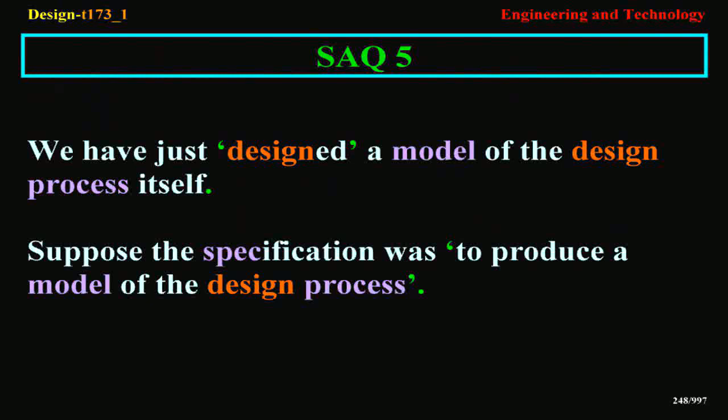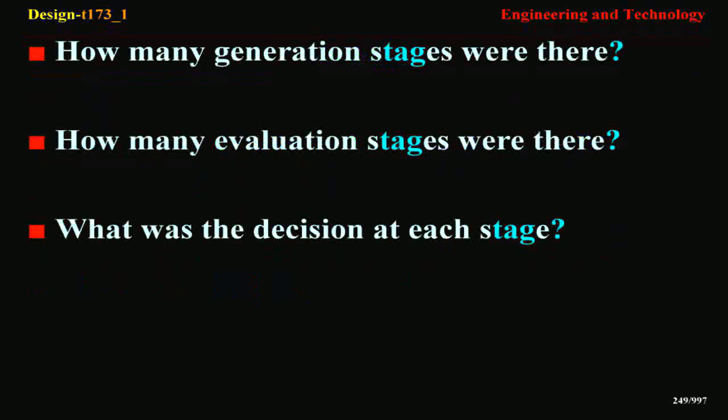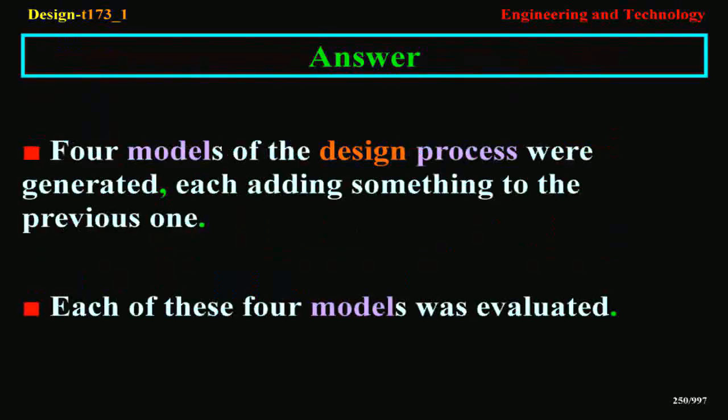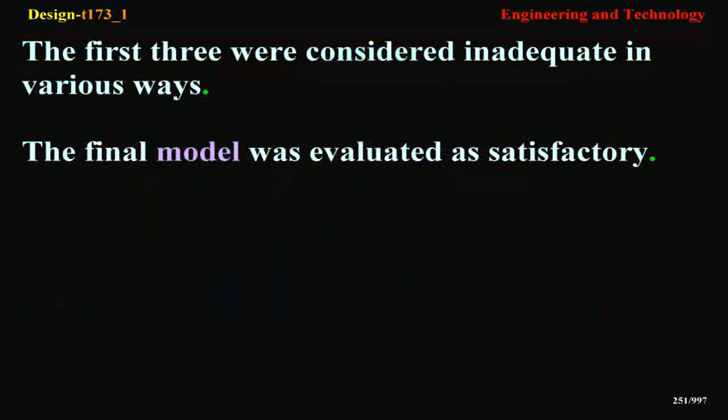Suppose the specification was to produce a model of the design process. How many generation stages were there? How many evaluation stages were there? What was the decision at each stage? Answer: 4 models of the design process were generated, each adding something to the previous one. Each of these 4 models was evaluated. The first three were considered inadequate in various ways. The final model was evaluated as satisfactory.